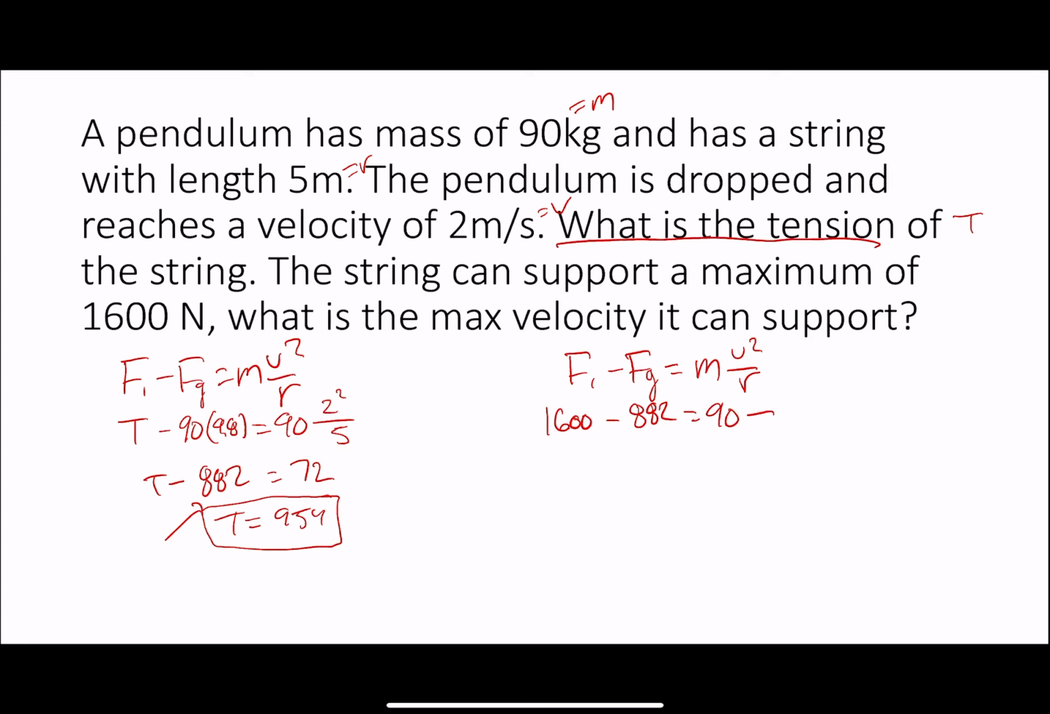And so we're really just looking for V now. And so let's go ahead and simplify the left side. 1,600 minus 882, 718.